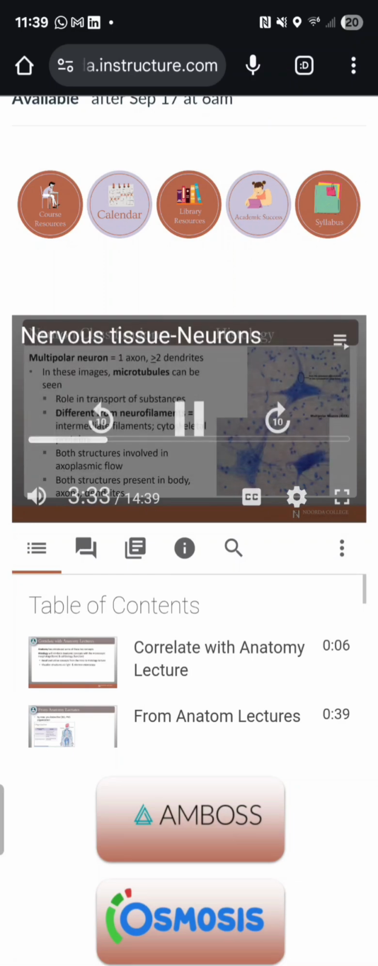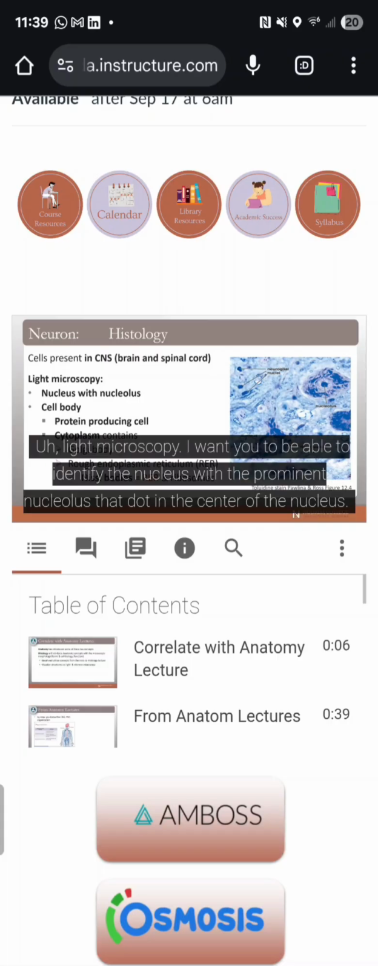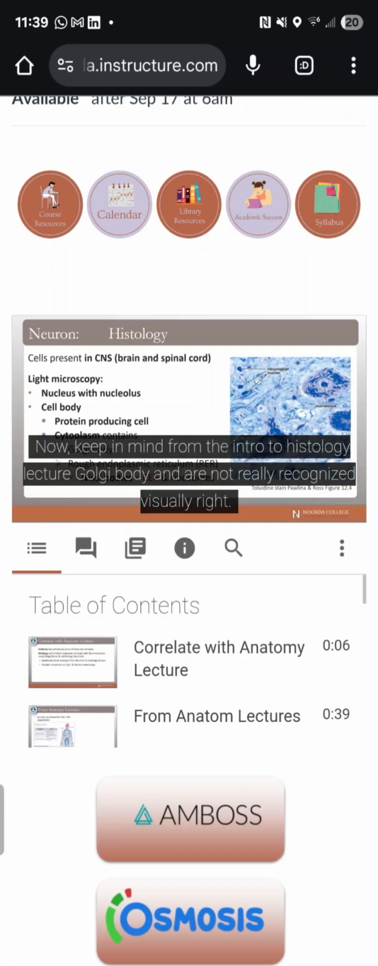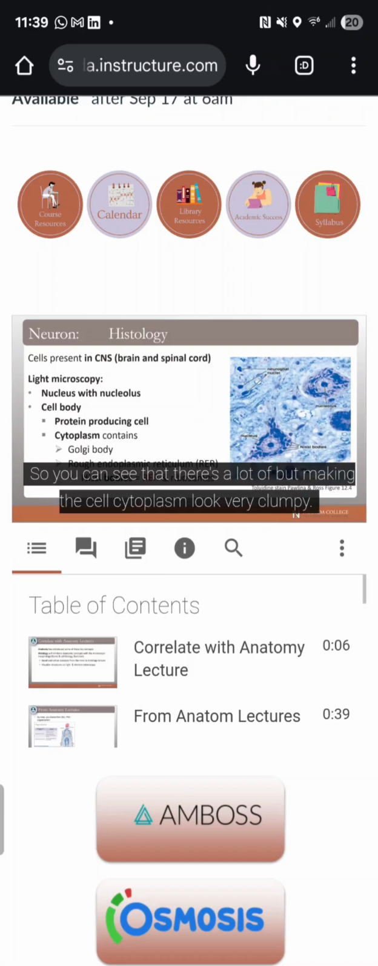Light microscopy, I want you to be able to identify the nucleus with the prominent nucleolus, that's the dot in the center of the nucleus. Of course, the cell body is the predominant portion of the neurons, containing Golgi bodies and rough endoplasmic reticulum. Now, keep in mind, from the Intro to Histology lecture, Golgi body and RER are not really recognized visually, right? However, some cells, because these cells are protein producing, are going to have a lot more abundant RER. And the special stain, which is a toluidine stain, is identifying these Nissl bodies, which reflect the RER and the ribosomes attached to them. So you can see that there's a lot of it, making the cell cytoplasm look very clumpy.